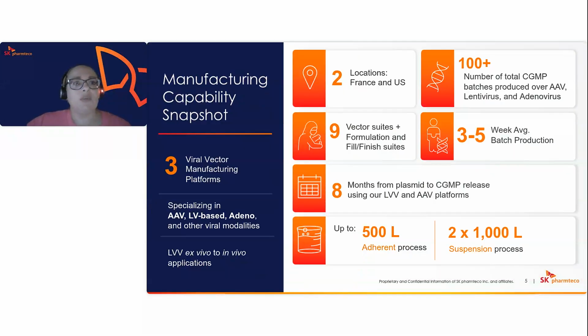This slide gives a quick snapshot of our viral vector manufacturing capabilities. Across our sites in France and the US, we support AAV, lentiviral vector, adenovirus, and other viral vector programs with experience across more than 100 cGMP batches. For adenovirus programs, we provide process development and scalable manufacturing designed to help bridge that gap between early development and performance for reliable cGMP execution, which is the focus of today's webinar.